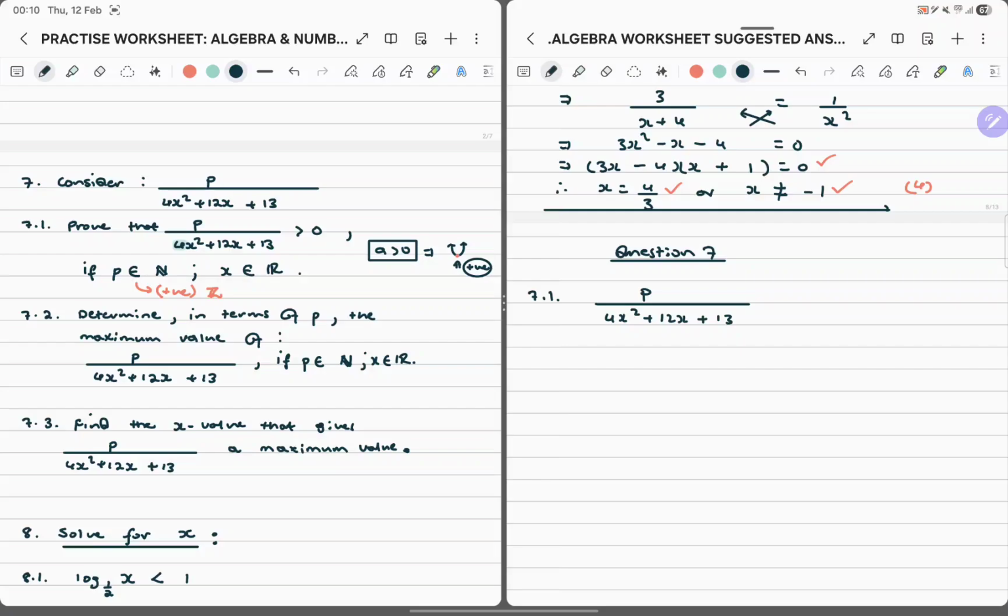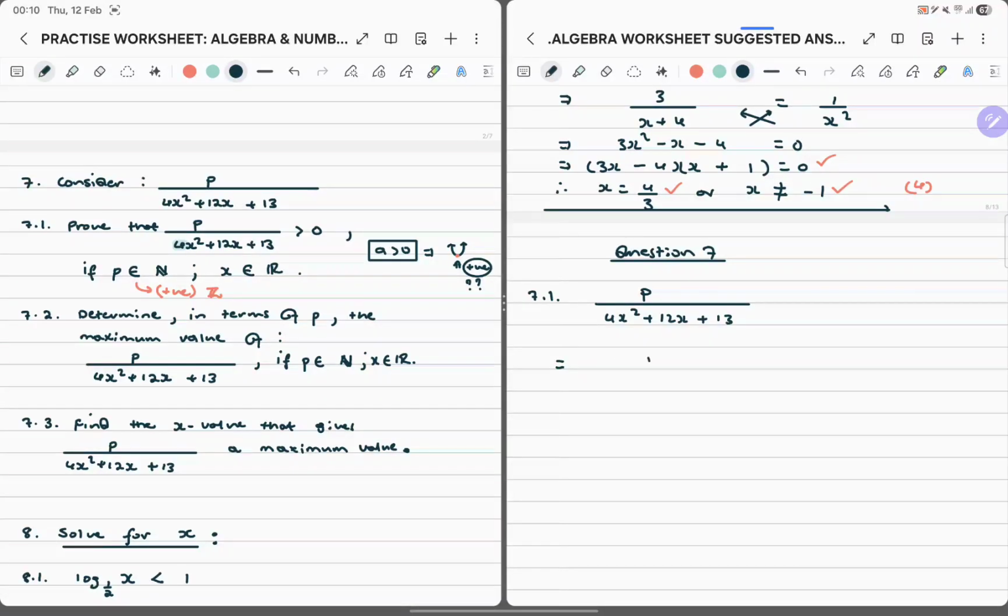Now the question is, the denominator has a minimum value. Of what character is that minimum value? Is it positive or not? And if we can prove that this is a positive minimum value, it means for that expression, no matter what x value we put, we'll always get a positive answer. Only then we can make the deduction that this is going to be positive for all real values of x, and P an element of natural numbers.